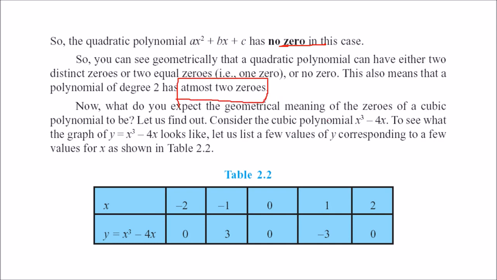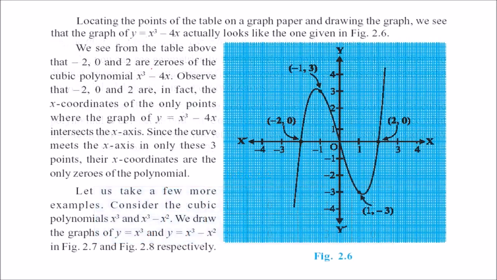So what do you expect for the cubic polynomial? Let us take an example, x cube minus 4x. We'll do the same thing. We'll place some values for x and try to find the value of y. So y is equal to x cube minus 4x. When we draw it, we see that these points are zeros. So you get minus 2, you get 0, and you get 2 here.